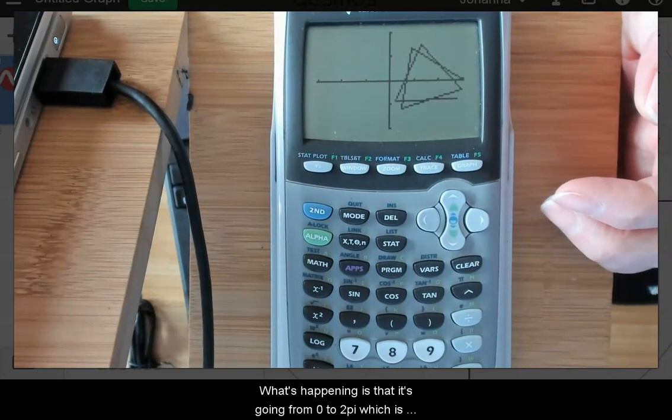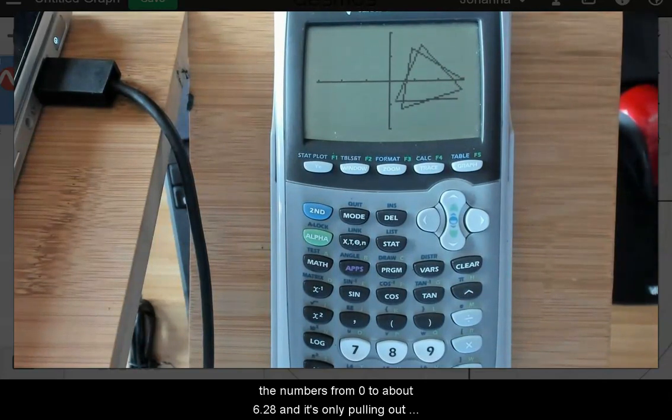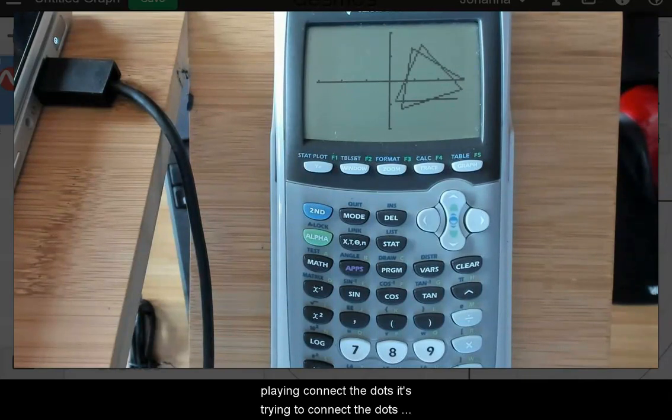What's happening is that it's going from 0 to 2 pi, which is the numbers from 0 to about 6.28, and it's only pulling out the ones that are integer values 1 apart. So it's only calculating 0, 1, 2, 3, 4, 5, and 6. And like a 3-year-old who's playing connect the dots, it's trying to connect the dots. You've got to give it more dots. That's the problem.